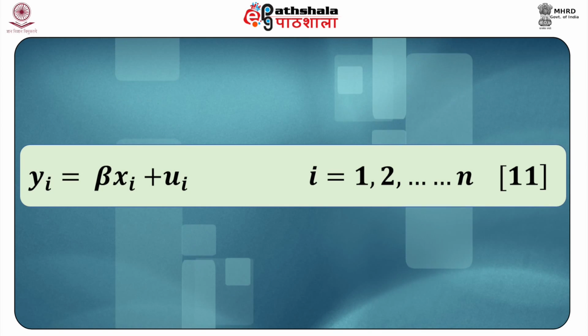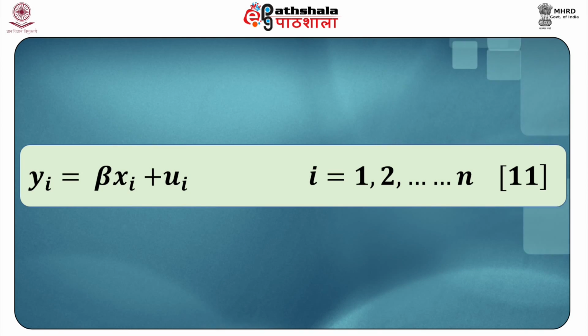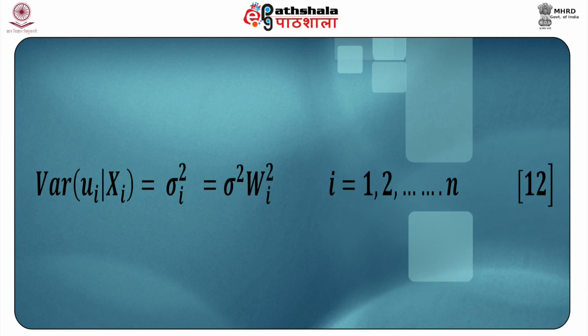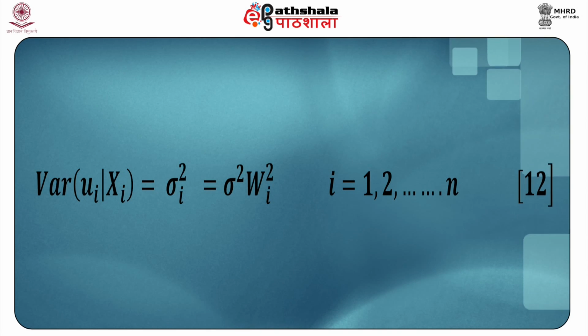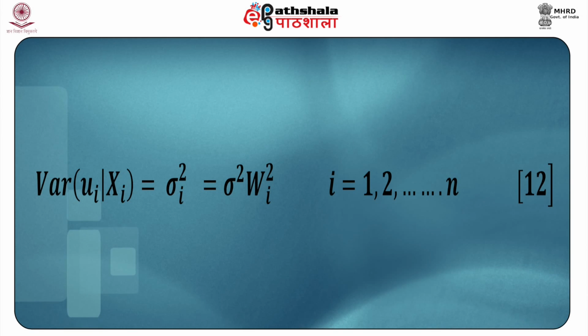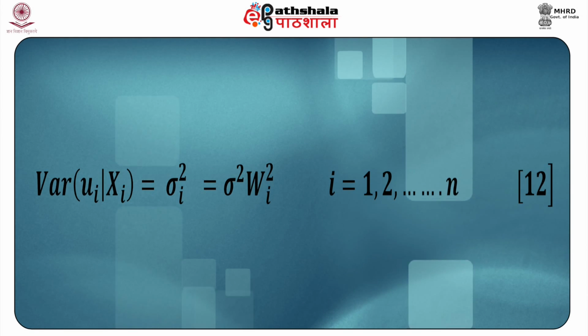Now consider the following simple heteroscedastic regression model where y i is equal to beta x i plus mu i, where i takes the value from 1 to n. Now variance of mu i given x i is equal to sigma i square, which is equal to sigma square into w i square, and i takes the values from 1 to n. The model is taken without an intercept and the dependent and independent variables are measured as deviations from their respective means.